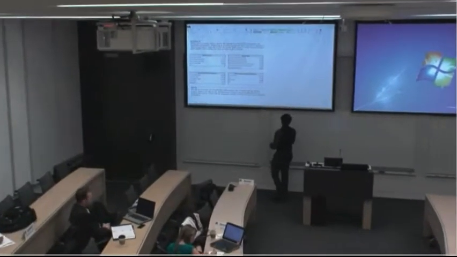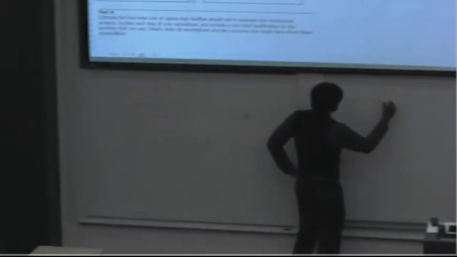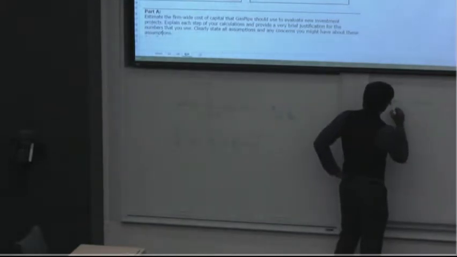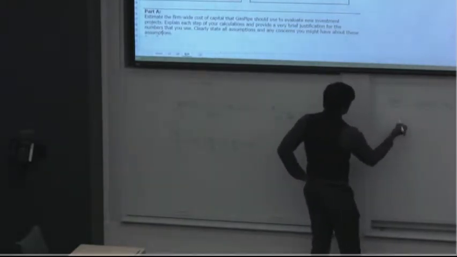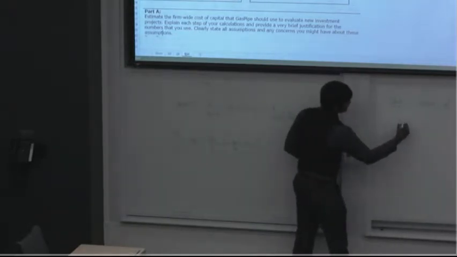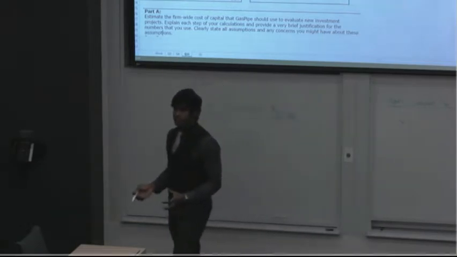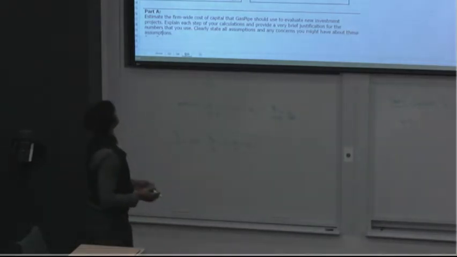The first step would be to calculate RD. So, in order to calculate RD, let me ask you this question. Given this information here, what is RF? What is the risk-free rate?